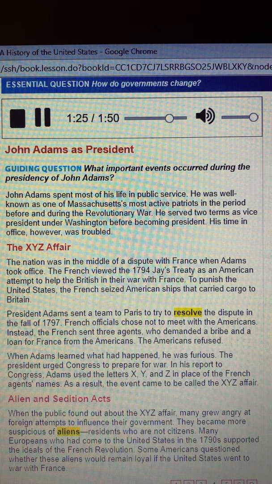Alien and Sedition Acts. When the public found out about the XYZ affair, many grew angry at foreign attempts to influence their government. They became more suspicious of aliens, residents who are not citizens. Many Europeans who had come to the United States in the 1790s supported the ideals of the French Revolution. Some Americans questioned whether these aliens would remain loyal if the United States went to war with France.